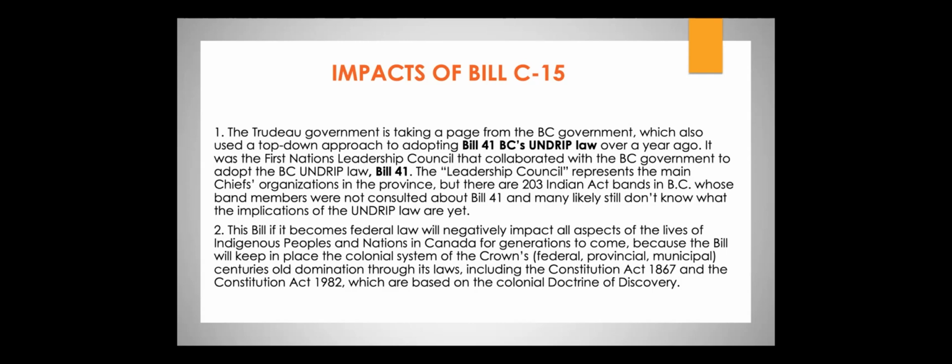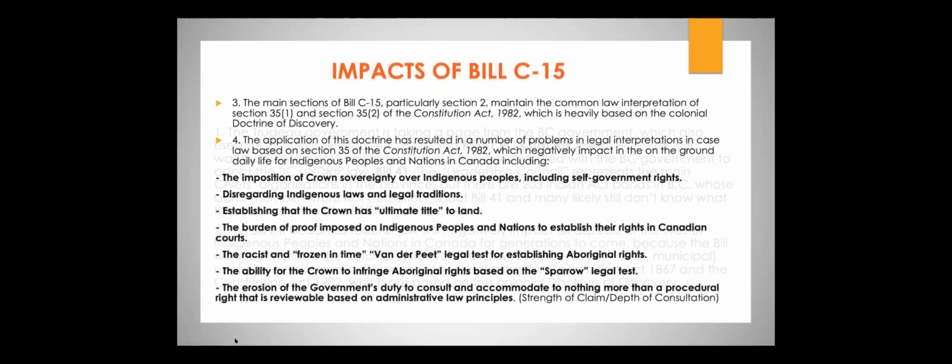Similarly to Bill 41, if C-15 becomes federal law, it will negatively affect all aspects of the lives of Indigenous peoples and nations in Canada for generations to come, because the bill will keep in place the colonial system of the Crown's federal, provincial, municipal, centuries-old domination through its laws, including the Constitution Act 1867 and the Constitution Act 1982, which are based on the colonial doctrine of discovery. Next slide, please. So the main sections of C-15, especially Section 2, maintain this common law interpretation of Section 35 of the Constitution. As I've said, it's heavily based on the colonial doctrine of discovery.